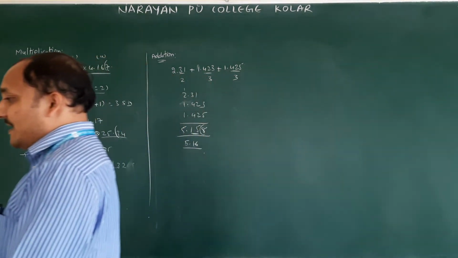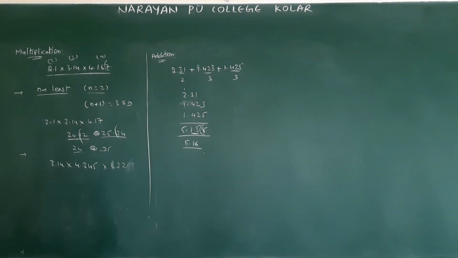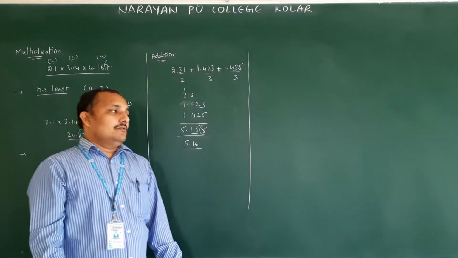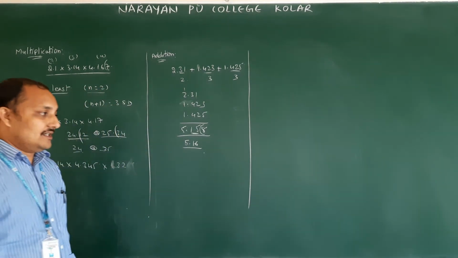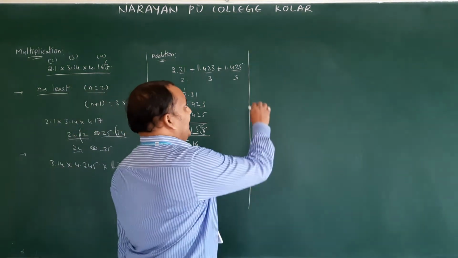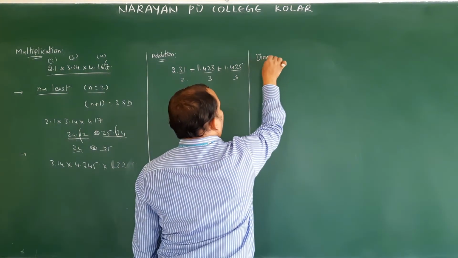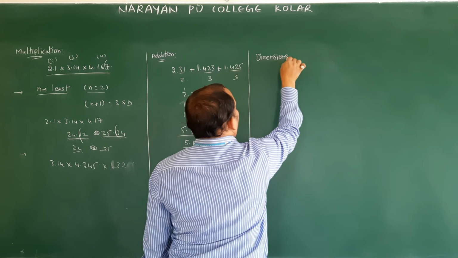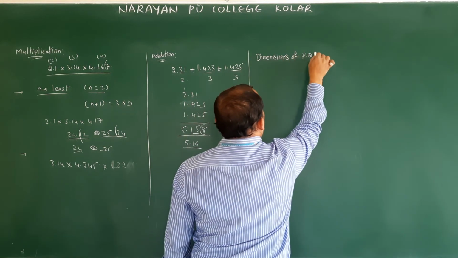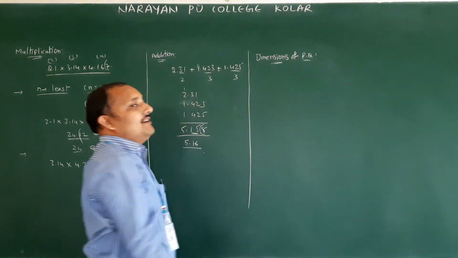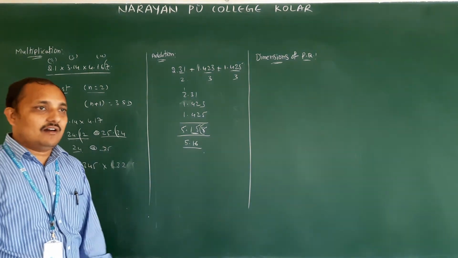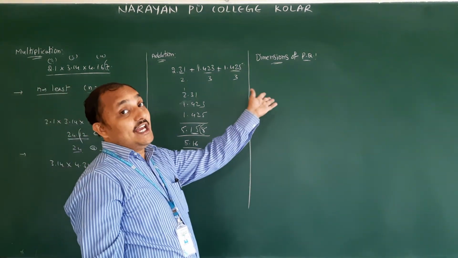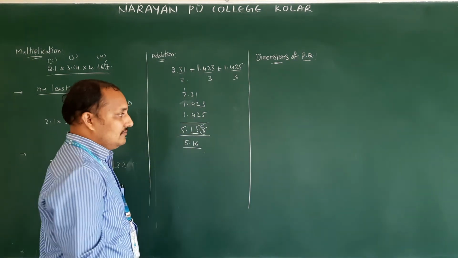So our next topic is dimensional formulas. So we will see. So our next topic is dimensions. Dimensions of physical quantity. So already I gave definition for physical quantity. There are 2 types of physical quantities, fundamental and derived. All these will be coming to know. What is the dimensions of that physical quantity?